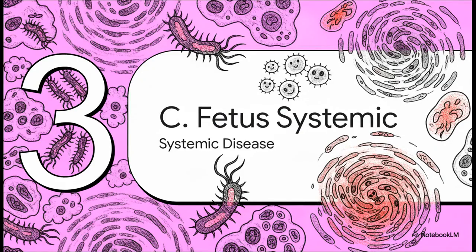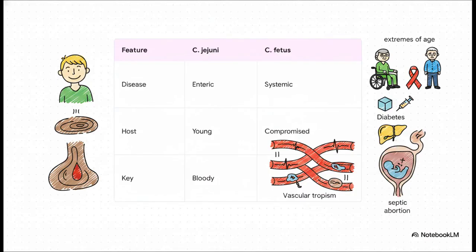Section 3, C. fetus systemic disease. Let's contrast our standard intestinal bug with its much more dangerous cousin. You absolutely must know the head-to-head differences between these two. C. jejuni is primarily causing enteric diarrhea in the young and healthy. C. fetus, on the other hand, goes after the extremes of age and immunocompromised hosts. Think patients with AIDS, diabetes, or liver disease.